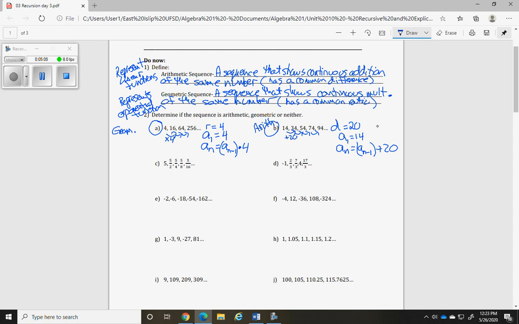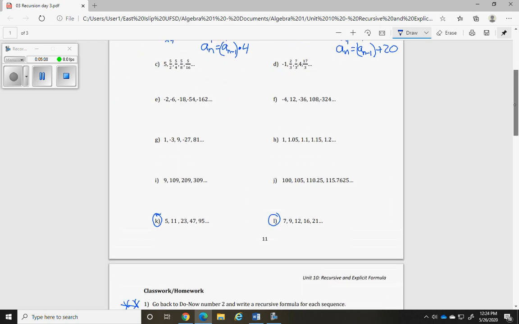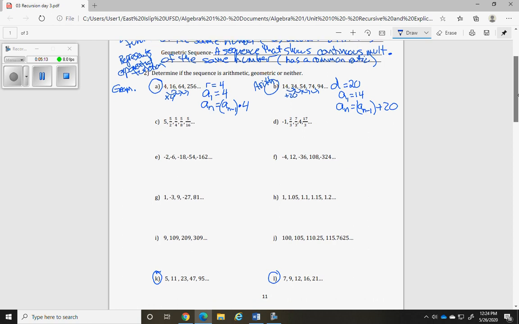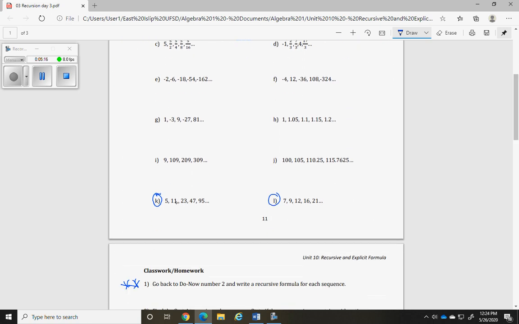I'm going to skip now down to K. The direction said to state whether it's arithmetic, geometric, or neither. If I take a look at this, it's a neither. I'm not adding on the same number each time, and I'm not multiplying by the same number each time. So this is neither arithmetic nor geometric, but I can write a recursive formula for it because there is a pattern that I'm noticing. First of all, the first term is always the easiest thing to write down, and then I can start off by saying I want to find the next term by using the term that I know.